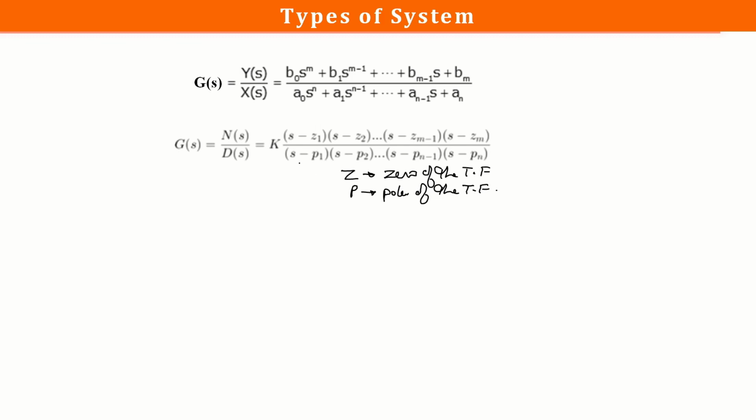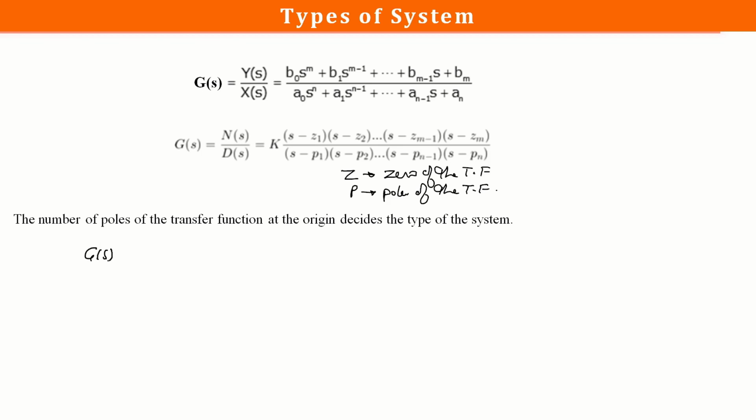Similarly, when we talk about the pole, the pole is that value of s in the denominator that will make the transfer function infinity. That value of s is called a pole. So whenever we want to get the type of system, we need to always write the transfer function in this factorized form, and the number of poles that we have at the origin will decide the type of system. So let's take an example to understand this.